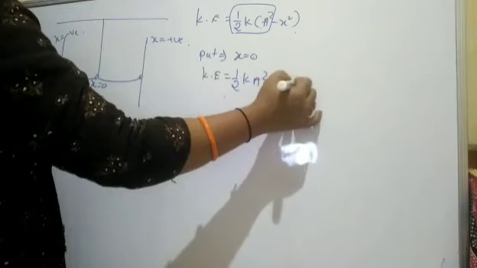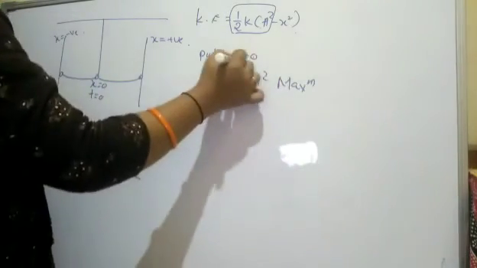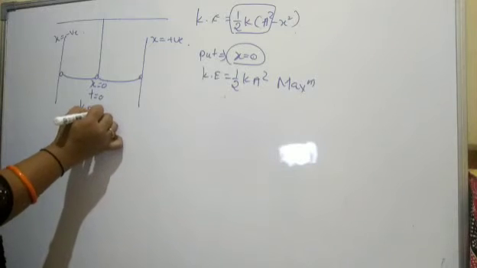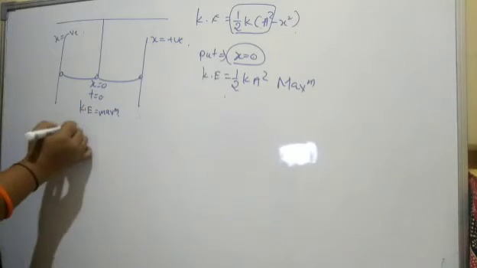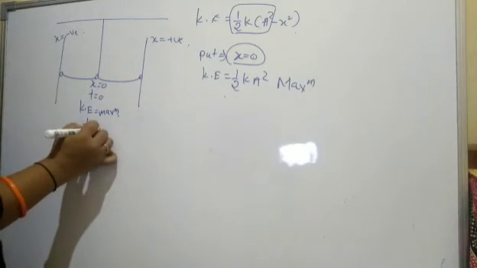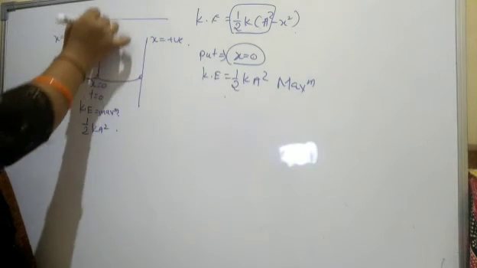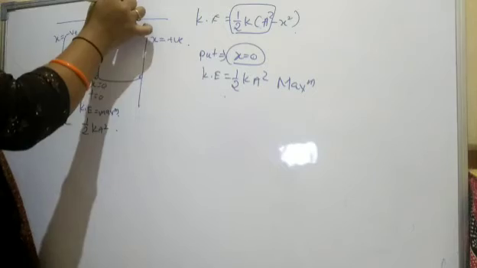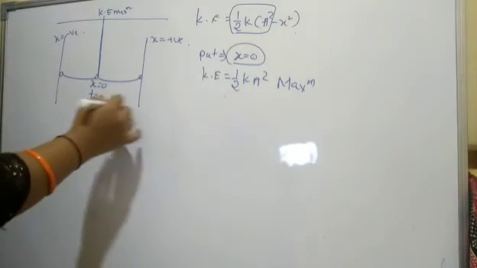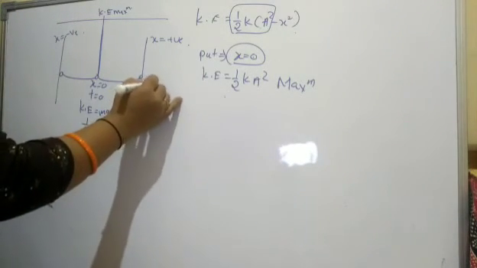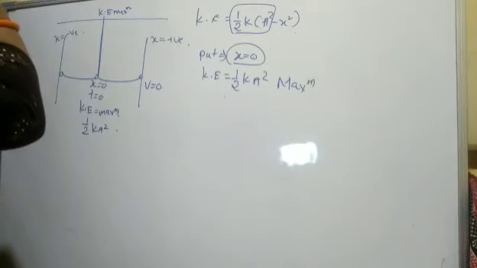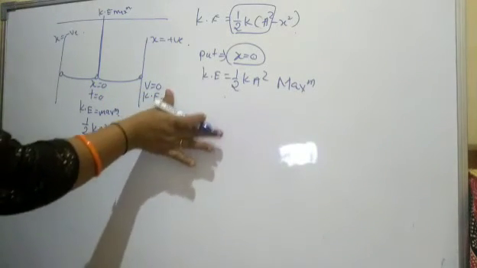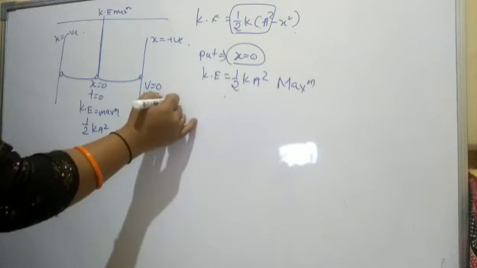So this is maximum. Kinetic energy will be maximum at the mean position. That means it is 1/2 k a². So at this point kinetic energy will be maximum. Now, velocity is 0 at the extreme position, which means kinetic energy will also be 0. It is going to be minimum here.